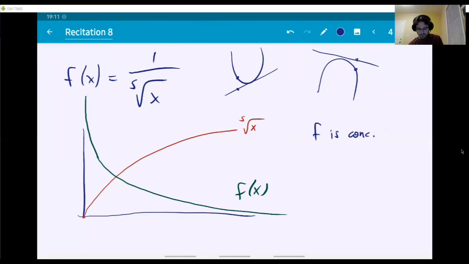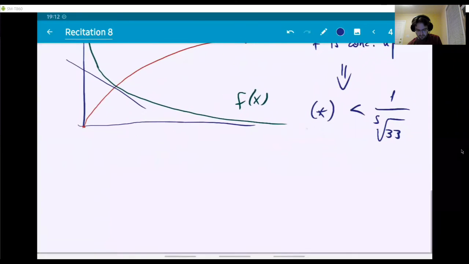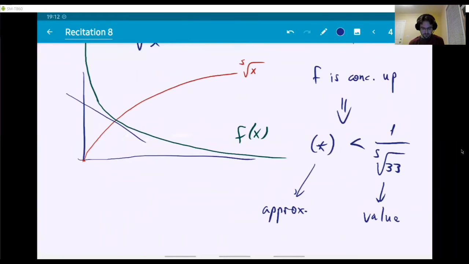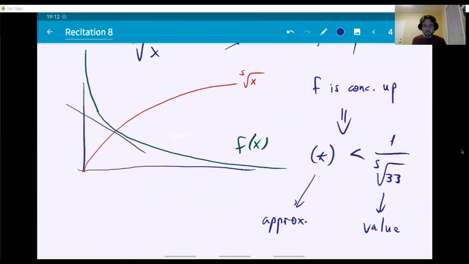F is concave up. So this implies, this is supposed to be an arrow here, not a smile. Well, this implies that the linear approximation, the tangent line, is below the graph. So the approximation, the number star, is less than the actual value. Star was the approximation, and this is the value. All right, so this is all for this problem.